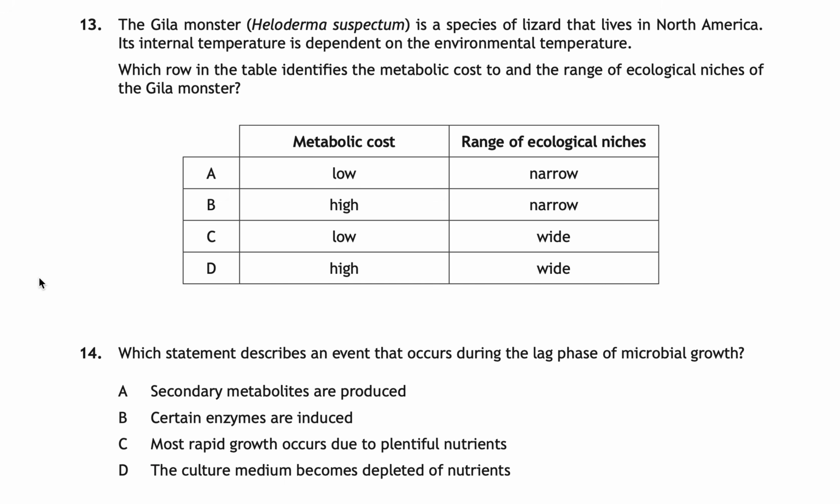Now, the question tells you that the internal temperature is dependent on the environmental temperature, so this animal is going to be a conformer. Conformers have a low metabolic cost as internal temperature is entirely dependent on the external temperature. But this also means they can only occupy a narrow range of niches. So that comes into your regulators and your conformers, if you're not too sure about that part.